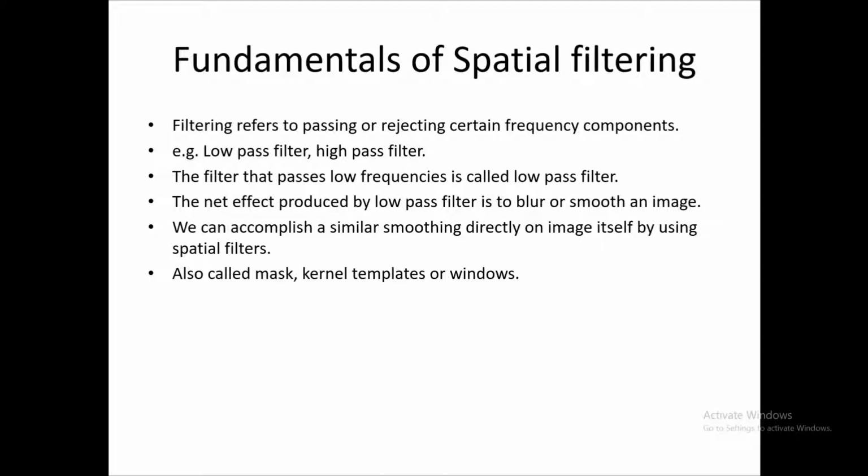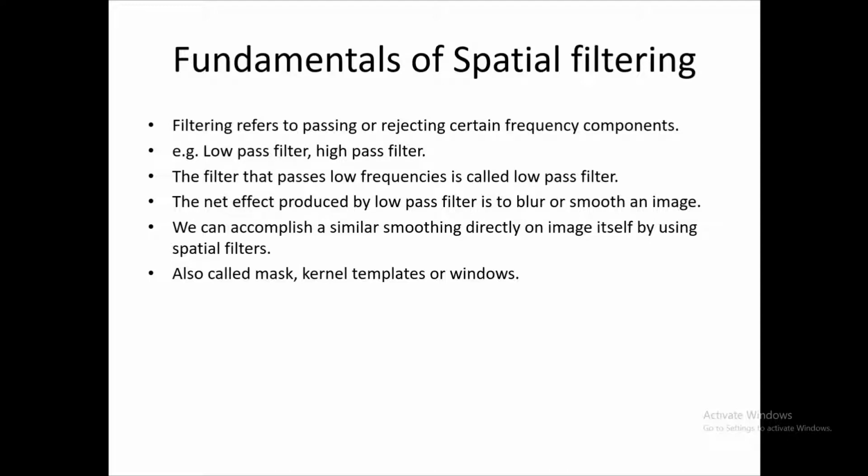image, and we can accomplish a similar smoothing directly on the image itself by using spatial filters. These spatial filters are also known as mask, kernel, template, or window. And we use these masks, kernels, templates, or windows in order to perform the smoothing of the image.